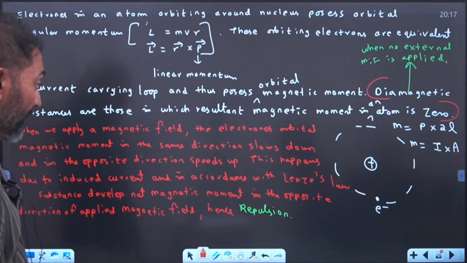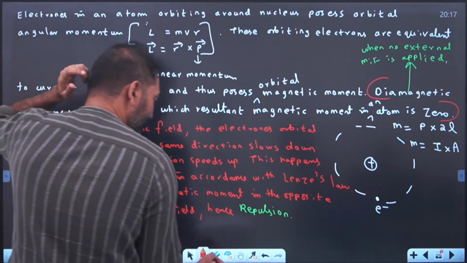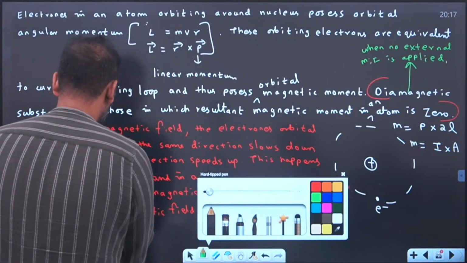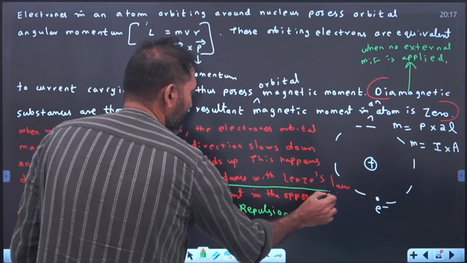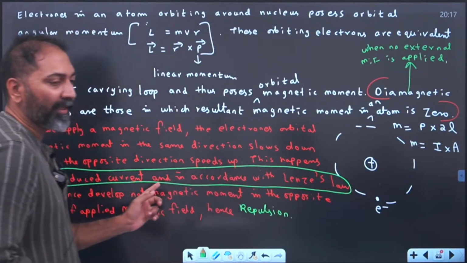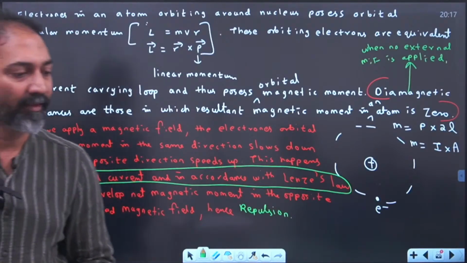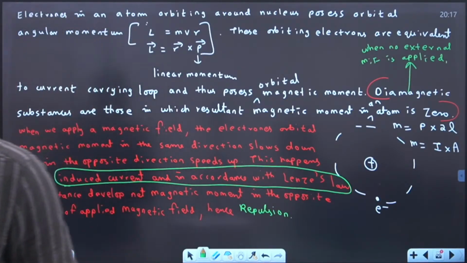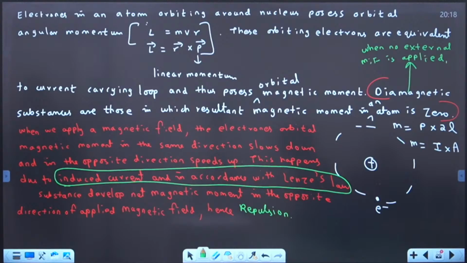Here, induced current and in accordance with Lenz's law that you will study in the next chapter. Here I have written the exact NCERT line. This line will be clear for you in the next chapter. So as of now, just copy that line. I will explain it in the next chapter.